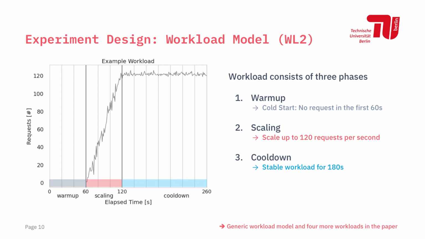In the rest of the presentation, we are only going to discuss the workload you're seeing here right now, which is workload 2. Workload 2 is our most extreme example, including a cold start with a volatile increase in requests up to 120 requests per second. If you're interested in the other workloads we used, I invite you to look into the paper where we describe the other 4 in detail.